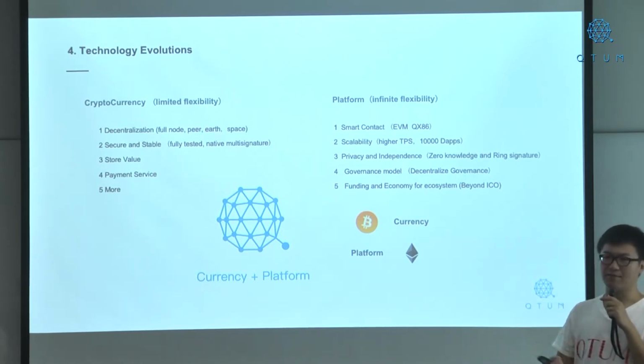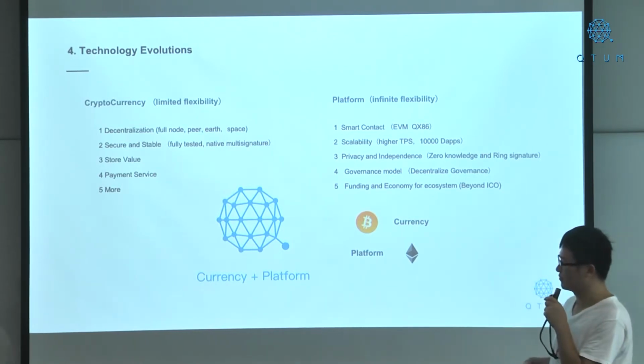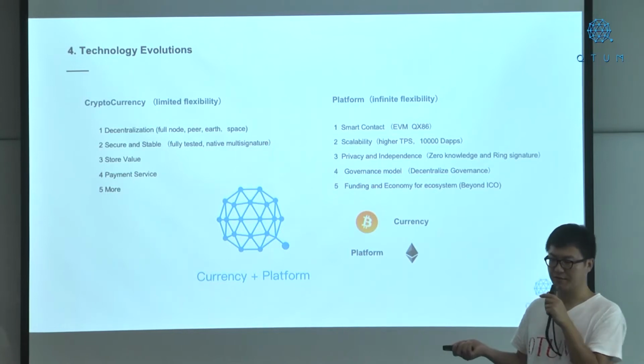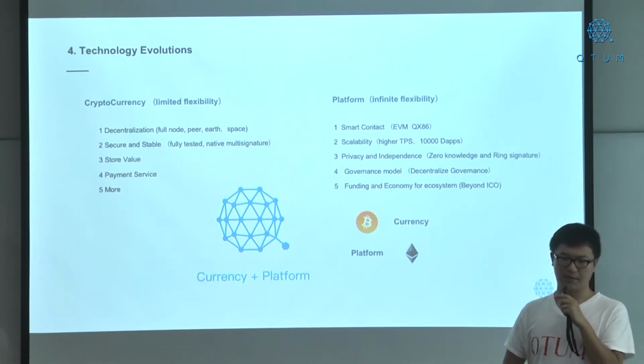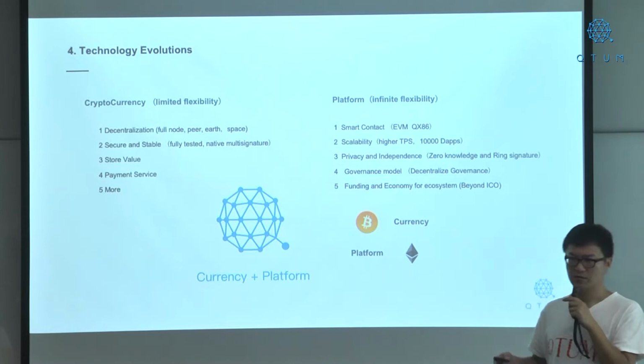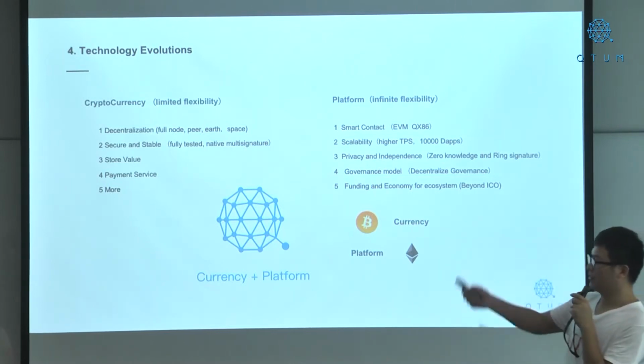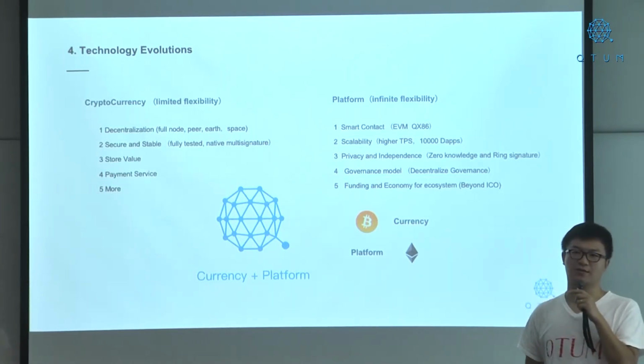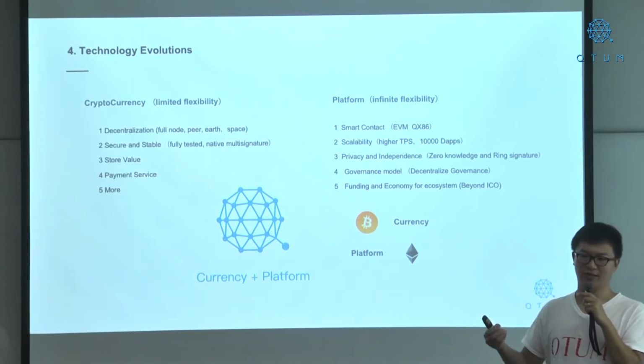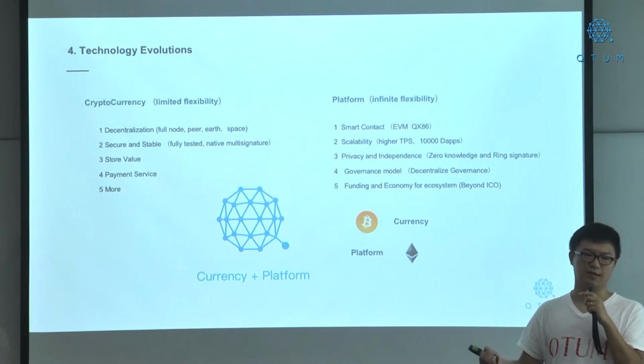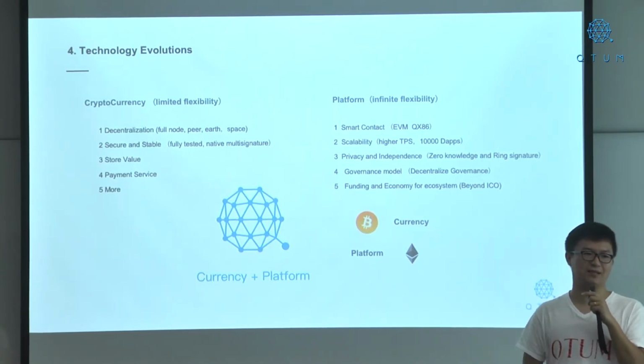Because they designed Bitcoin to be a digital currency system. It can also store value, and it's also a payment solution. So that's about cryptocurrency. A lot of projects want to become a cryptocurrency: Bitcoin, Litecoin, Dogecoin. You can check CoinMarketCap, even Zcash, Monero, Dash. They are trying to become a better cryptocurrency.